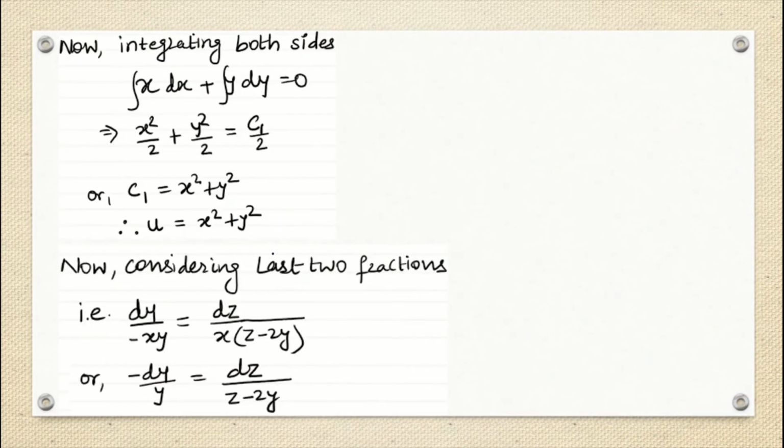Okay, fine. So we got u. Now we are considering the last two fractions. That means I can easily cancel x and x. Now I got minus dy by y equals dz by z minus 2y. So my second step is also done. Now I am going to start my step number 3, that means I am going to find the integration. And why is my third step demanding integration? Because we say that u and v are the integral surface.